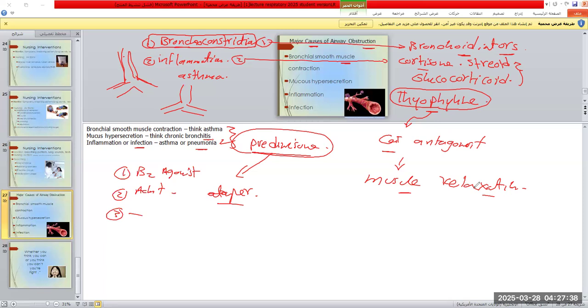Why don't we use or give this third drug to patients? For some people, because they have a risk of toxicity. I told you that it has a very, very narrow therapeutic range.